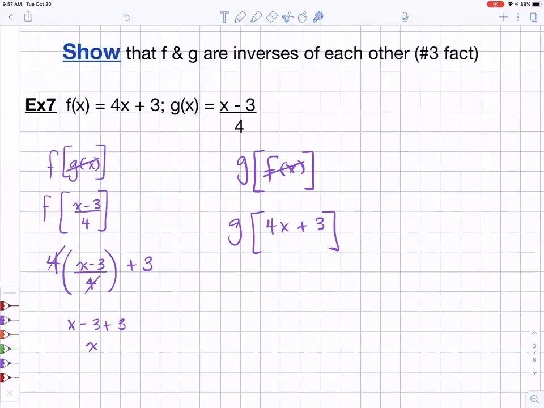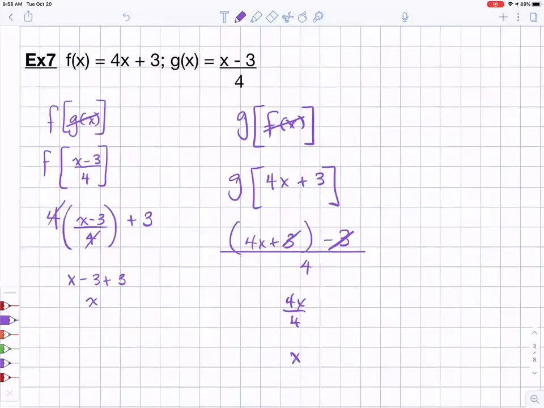So let's go up here to our g. G of ugly is ugly minus 3, all divided by 4. So we've got ugly minus 3, all divided by 4. And that ugly is going to be the 4x plus 3. Now, in this case, what cancels first? Yeah, the 3s, leaving you with 4x over 4. And then that reduces to x.